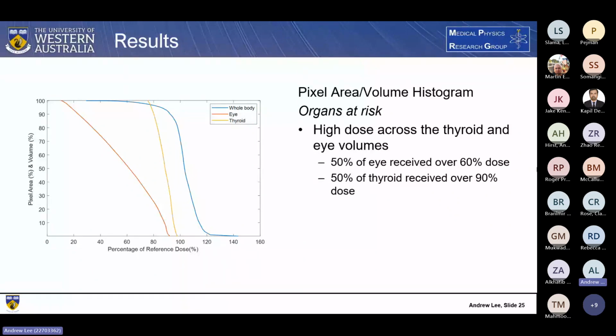Now, for a total treatment course of total skin electron therapy, we're expecting between 30 and 40 grays.